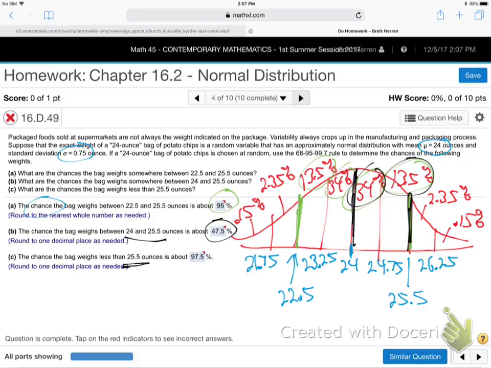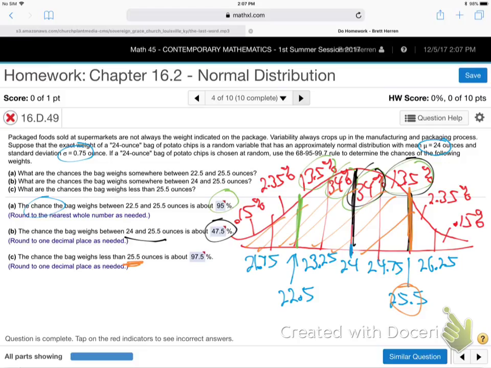The chance the bag weighs less than 25.5. Less than 25.5. So where's 25.5? Right here. And less means which way, right or left? It means all the way down, and more would be all the way up. So when they say less than 25.5, you're saying, what's the chance I'm going to get a bag of 25.5 ounces or less? You've got to add up all the percentages to the left of the 25.5 line. So that would be all these percentages. But what's the easy way to add all those up?